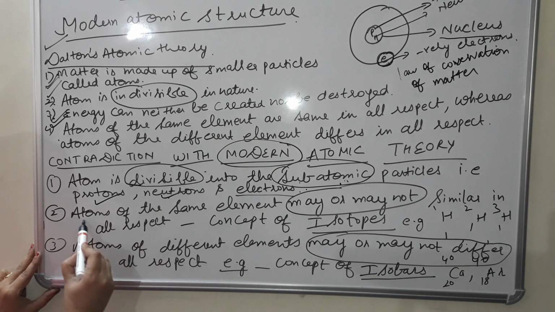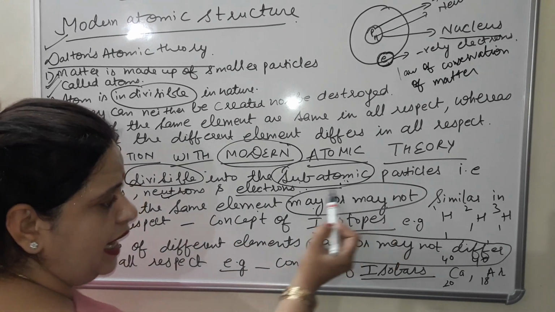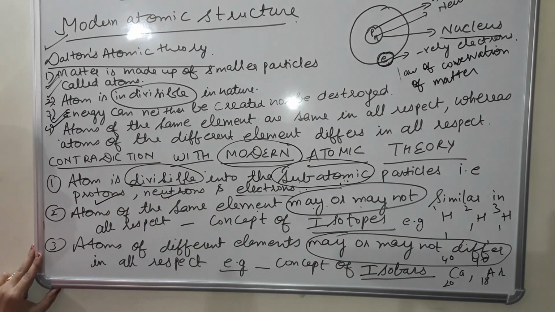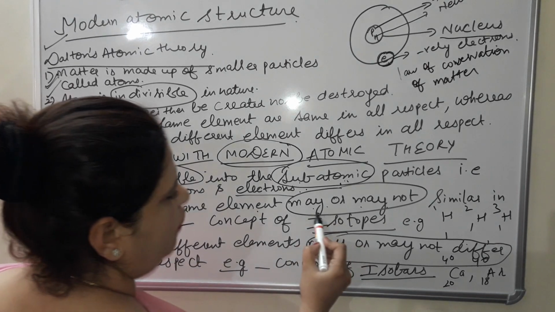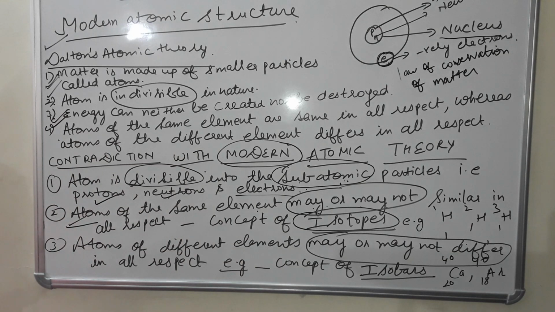It states that atoms of the same element may or may not, again I am repeating, may or may not be similar in all respect. जरूरी नहीं है कि एक एलिमेंट के सारे एटम्स एक जैसे हो, उनमें कुछ डिफरेंस हो सकता है. And how was this point confirmed? Due to the concept of isotopes. Isotopes are the atoms of the same element with same atomic number but different mass number.